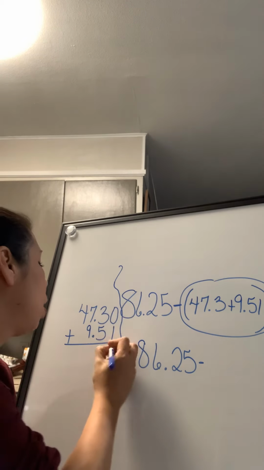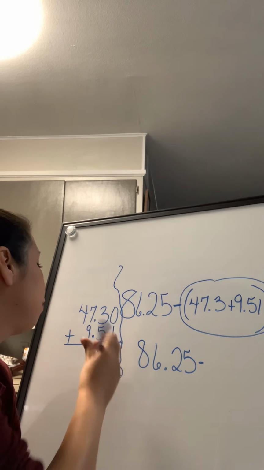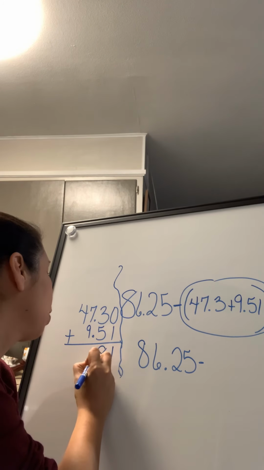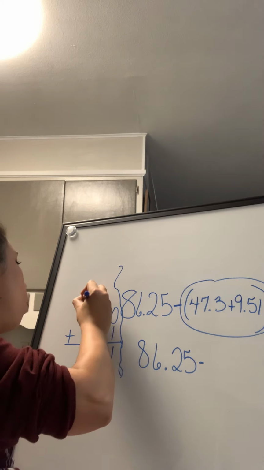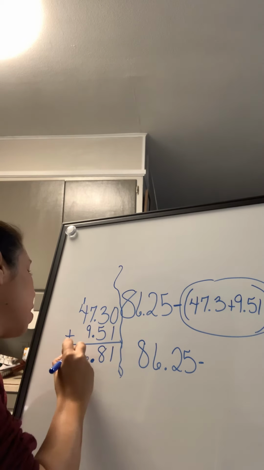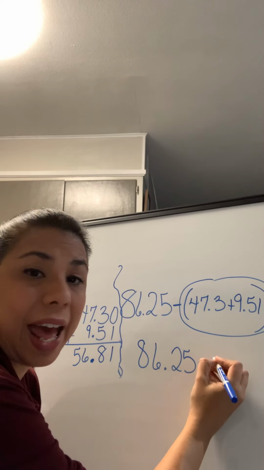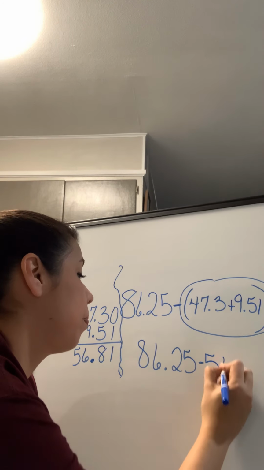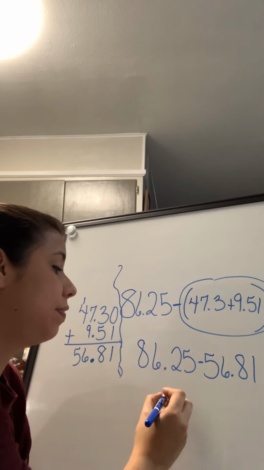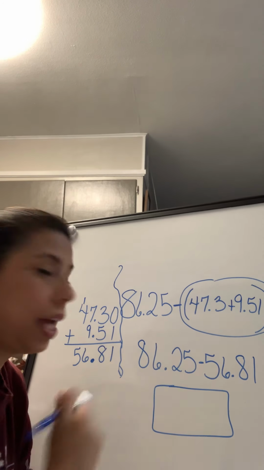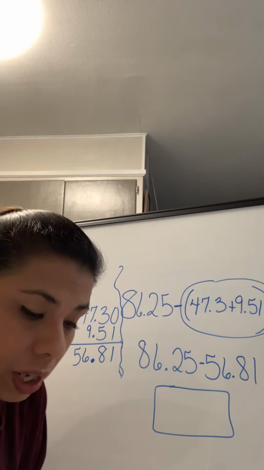So 0 and 1 is 1, 3 and 5 is 8. I make sure I bring my decimal down. 7 and 9 is 16, carry my 1. 4 and 1 more is 5. So now I'm going to add that to my equation, okay? And then you'll work out this final step and get the answer, okay?